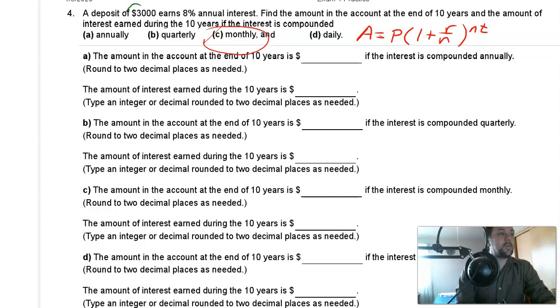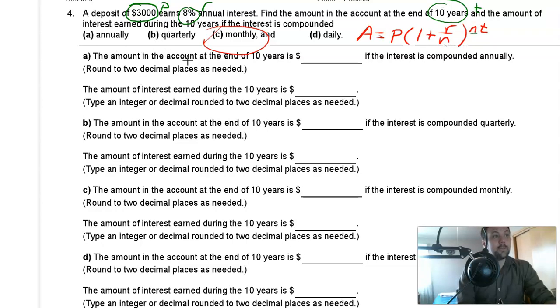So a deposit of $3,000, that's the principal. That's how much we're initially investing. Earns 8% annual interest. That's R. At the end of 10 years, that's T, that's the time. And so N is the only variable not mentioned up here in the initial paragraph.